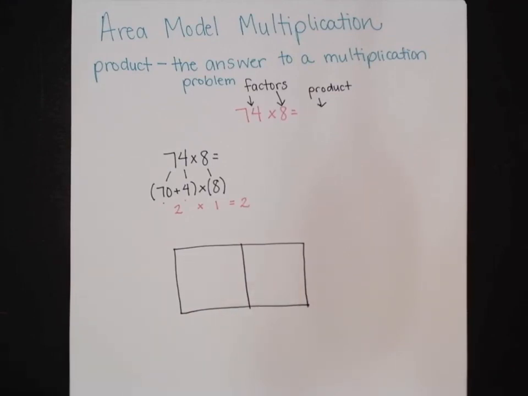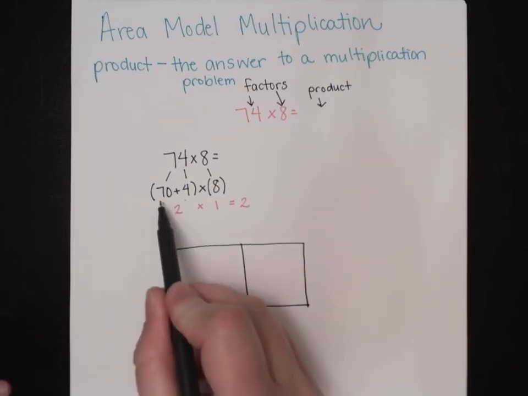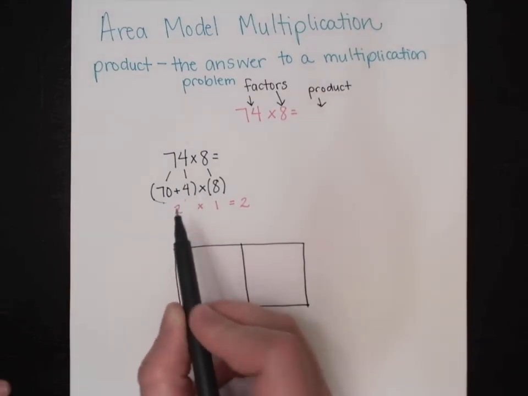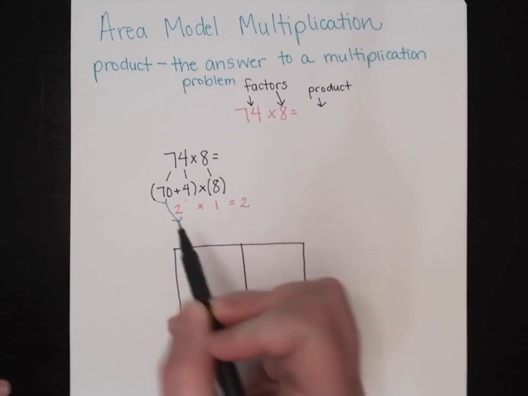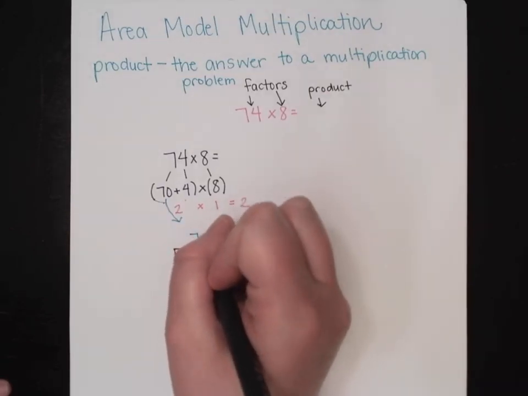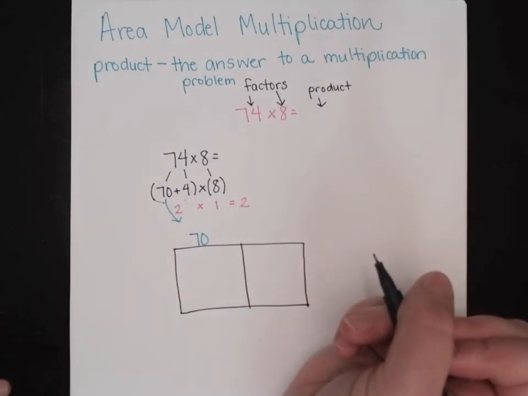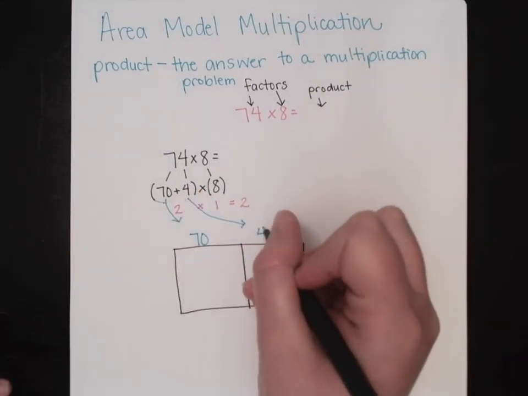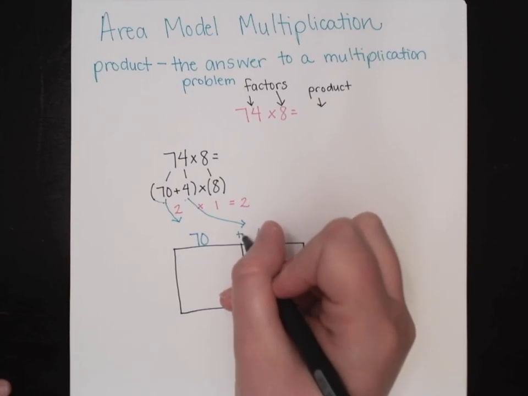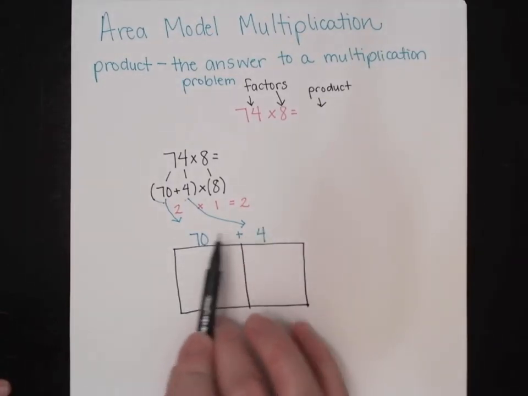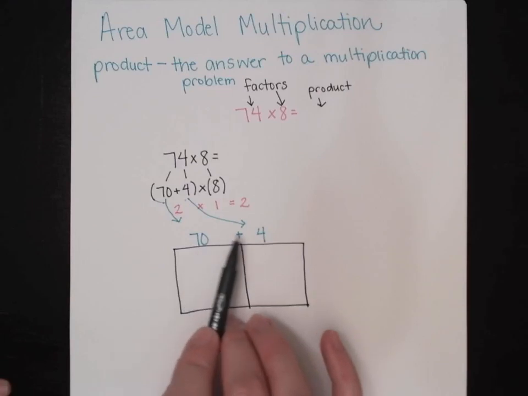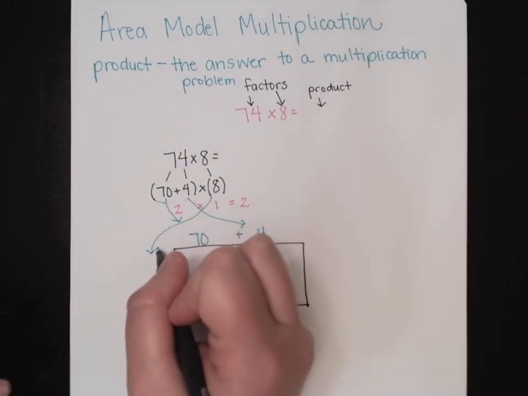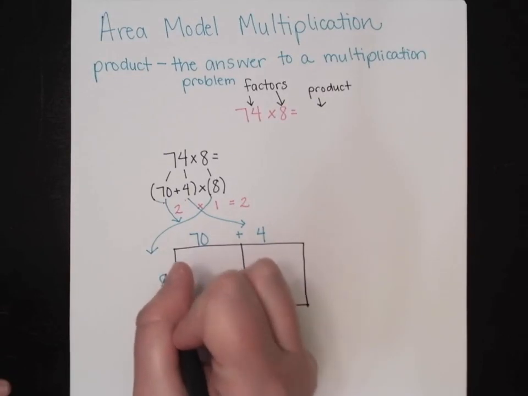The way you label this is you take this first set that's in parentheses at the top, so the expanded form of 74. 70 is going to go right here on the top of that first box. 4 is going to go on the top of the second box because there's a plus sign in the middle. 70 plus 4 equals 74. So 74 across the top. And my 8 is going to be on the side right here.